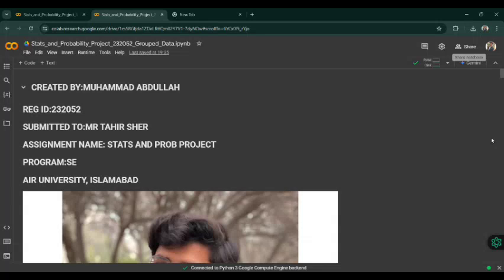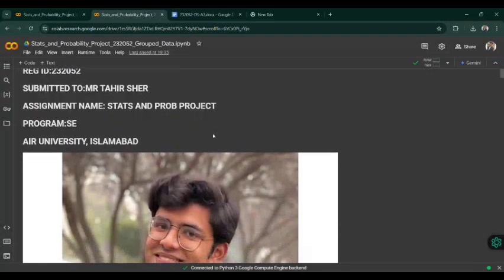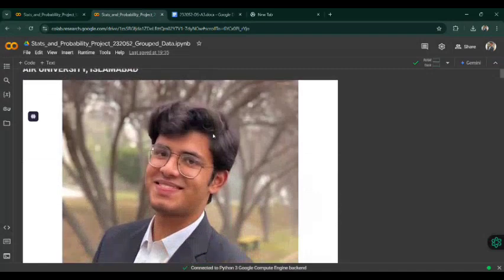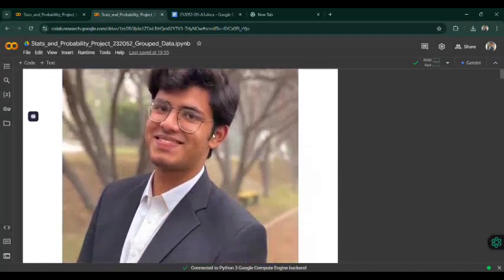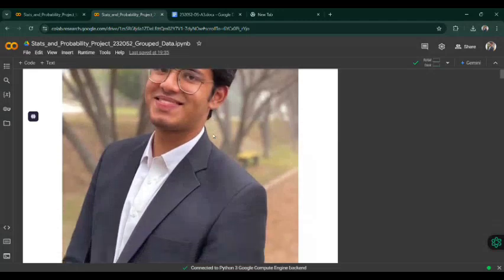Now I will show you the live demonstration of my stat and probability project. First, we will continue with my group dataset. Today, I will walk you through the group dataset analysis part of my stat and probability project, specifically focusing on how we can summarize, visualize, and interpret grouped datasets.